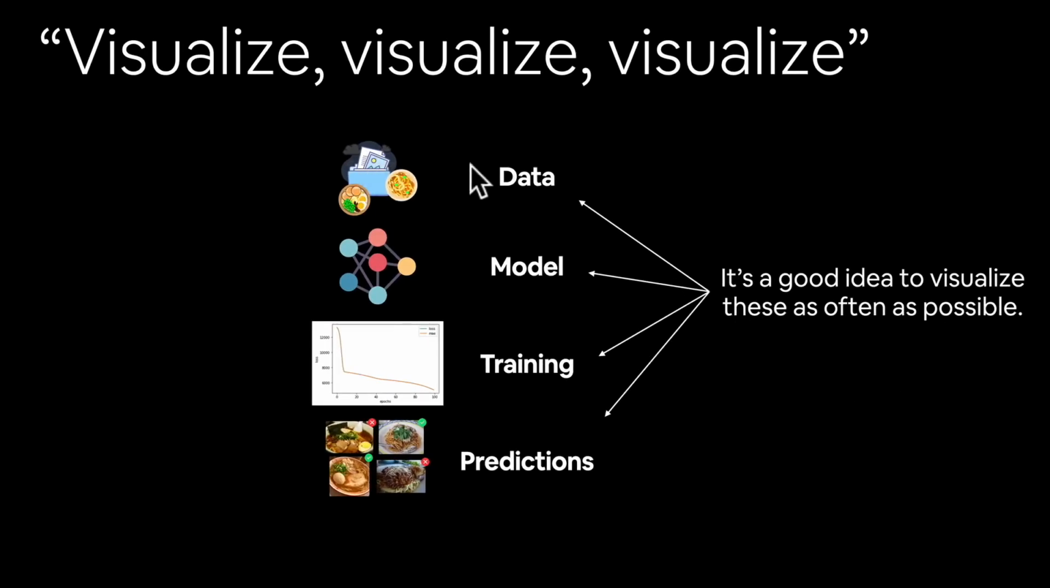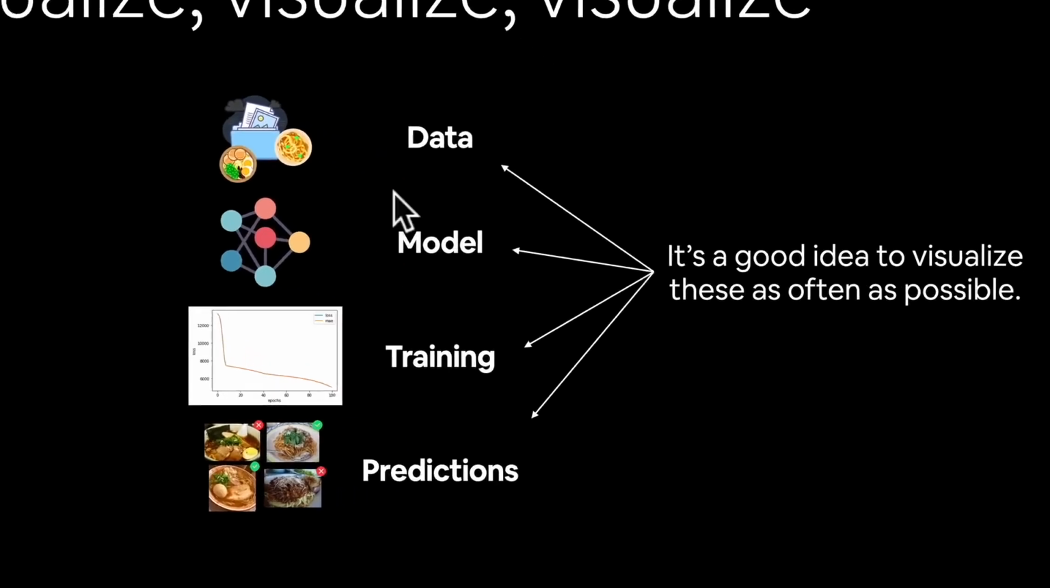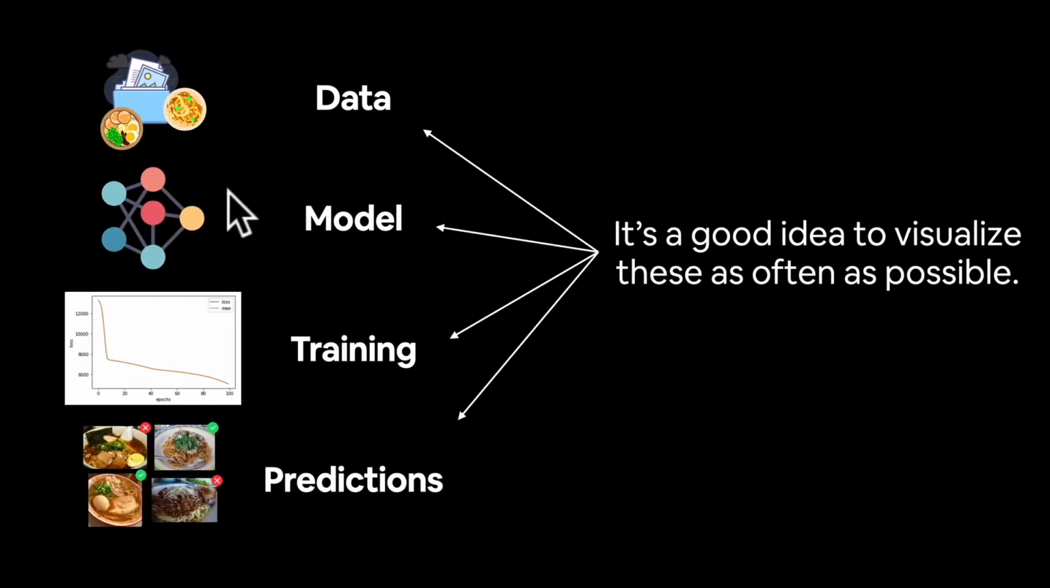We visualized our data, we know what it looks like. We visualized our model, we know the layers and the different components of it. We've seen it train. We haven't plotted a loss curve just yet, but we don't need to because we know it's performing poorly. So let's try to visualize some of the predictions that our model is making.